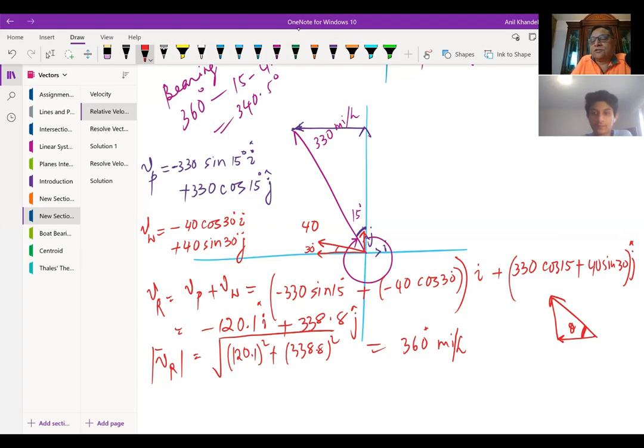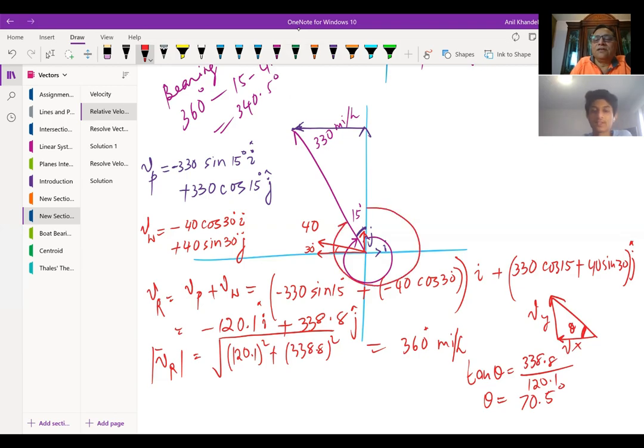So theta, as you can see, is the y component over the x component. So tan theta is equal to 338.8 divided by 120.1, correct? Do tan inverse and find theta. Yes, sir. You get 70.5 degrees.